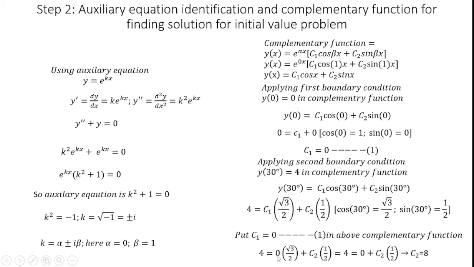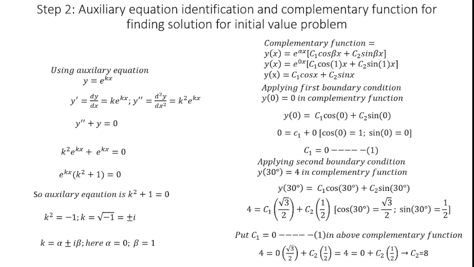So 4 is equal to 0 into root 3 by 2, since I previously found C1 as 0. So here I substitute 0 into root 3 by 2 plus C2 into 1 by 2 is equal to 4. I can eliminate the unwanted terms from the available equations. So here you see 0 plus C2 by 2. From this I can get the unknown element, which is C2. C2 is equal to 8.